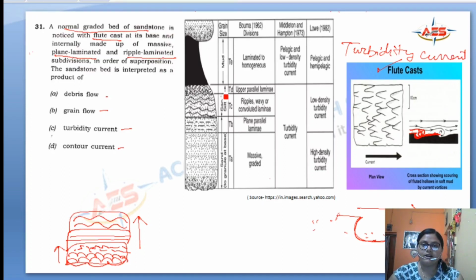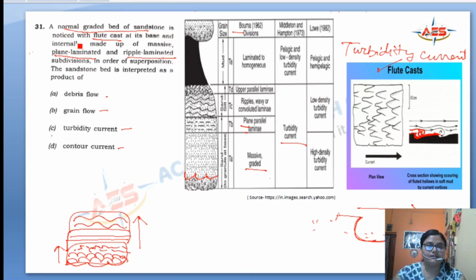ठीक है, अब और क्या है कि हम लोगों को क्या मिला है? A normal graded bed, then a plain laminated bed and then the ripple laminated bed in sequence of superposition. यहाँ पे जो पिक्चर दिखाया गया है वो बाउमा सीक्वेंस का है. ये जो बाउमा सीक्वेंस है ये भी फॉर्म होता है टर्बिडिटी करंट की वजह से, and in the case of the Bouma sequence the different layers that we have are a massive or graded sandstone bed with a top parallel laminae, plain parallel laminae overlain by a ripple, wavy or convoluted laminae overlain by an upper parallel laminae. तो यहाँ पे हम लोग देख सकते हैं कि जो order of superposition दिया गया है it is fulfilled by the Bouma sequence and also that the fluid cast occurs at the base of the massive graded bed.